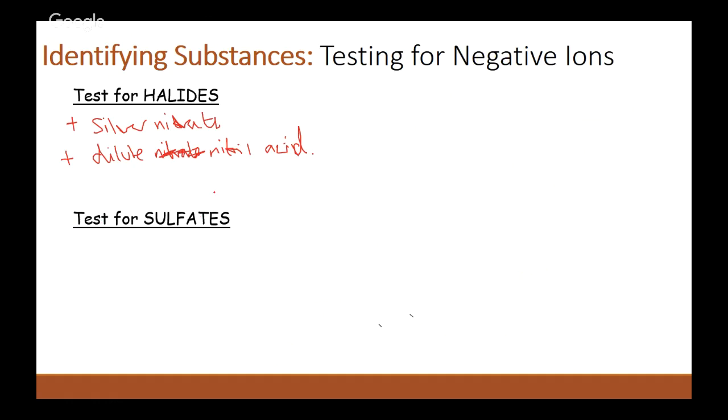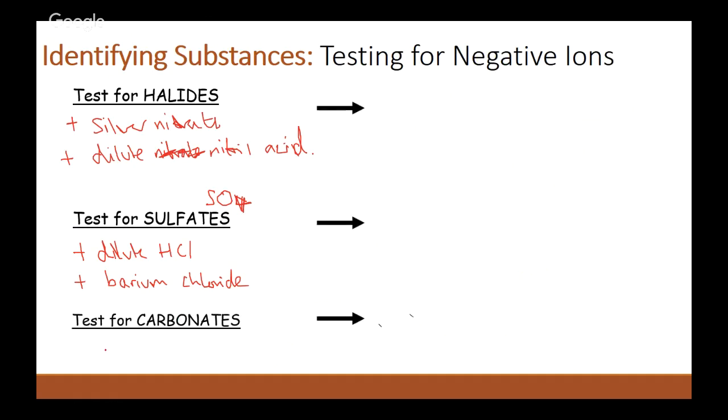Test for sulfates then. If something is, for example, magnesium sulfate or iron sulfate, it'll have SO4 on the end of the compound, and you need to add dilute hydrochloric acid, and you also need to add barium chloride, and we'll talk about what precipitates that makes in just a minute. And finally, for testing for a carbonate, maybe you've got sodium carbonate or magnesium carbonate, you need to add dilute acid.